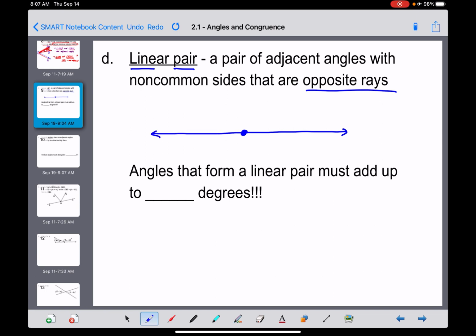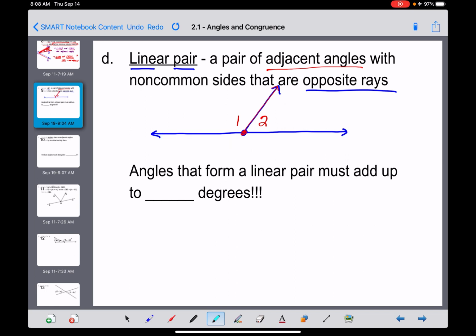And now I'm just going to draw a random ray kind of sticking up from that point. And in doing that, I formed one angle here on the left and a second angle here on the right. And what I've just drawn are two adjacent angles, same vertex, they share a side, they share a vertex, I said, but they don't overlap at all. And they're non-common sides, which would be this one here and this one here, are opposite rays. So in a linear pair, we basically have a straight line down there on the bottom, and we've cut it up into two angles.